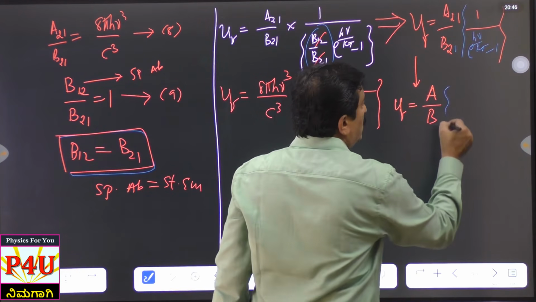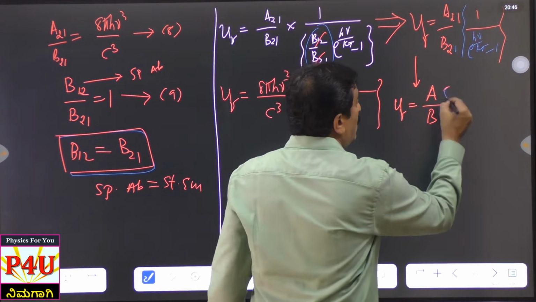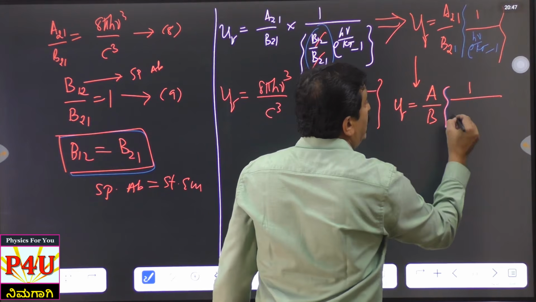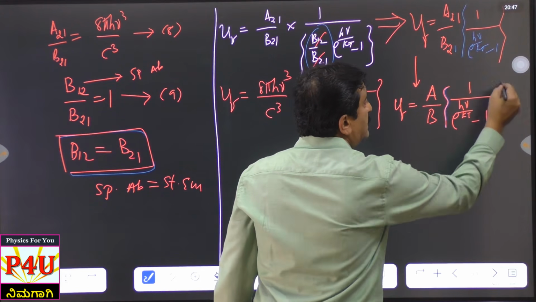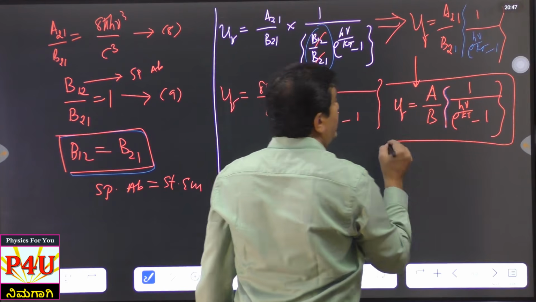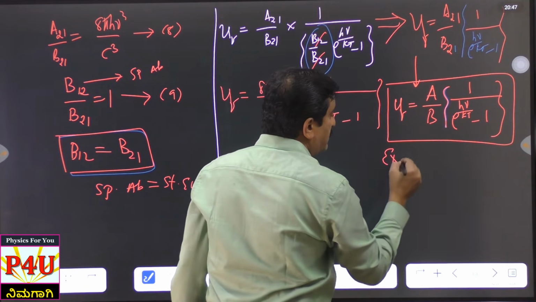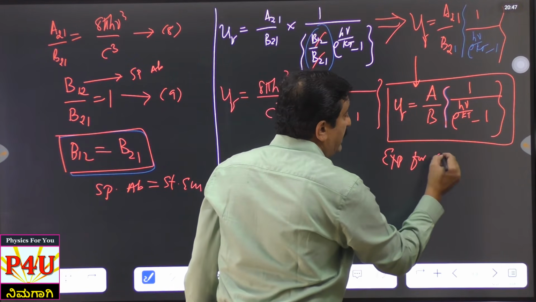A divided by B into A divided by B into 1 divided by e to the power of h nu by kT minus 1. This is the expression for energy density.